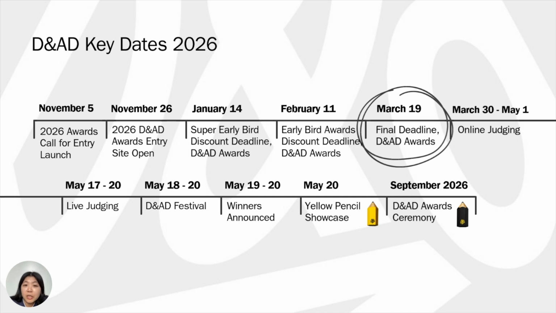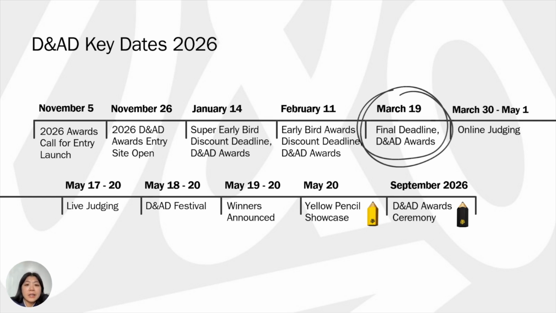That pretty much covers how to enter. Now let's run through some important dates for the 2026 awards to know exactly what to keep in your calendar. So the super early bird deadline has already passed, so we're now focusing on the remaining 2 tiers, early bird and standard. For the early bird tier, payment must be completed by Wednesday 11th of February, followed by a submission deadline 1 week later on Wednesday the 18th of February.